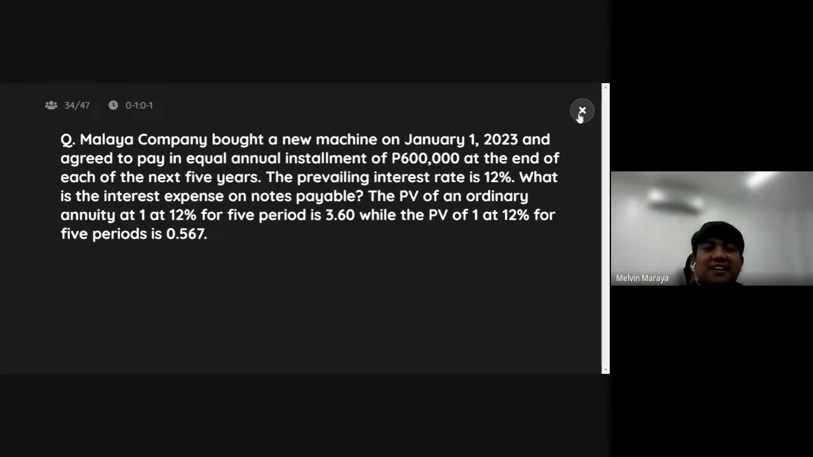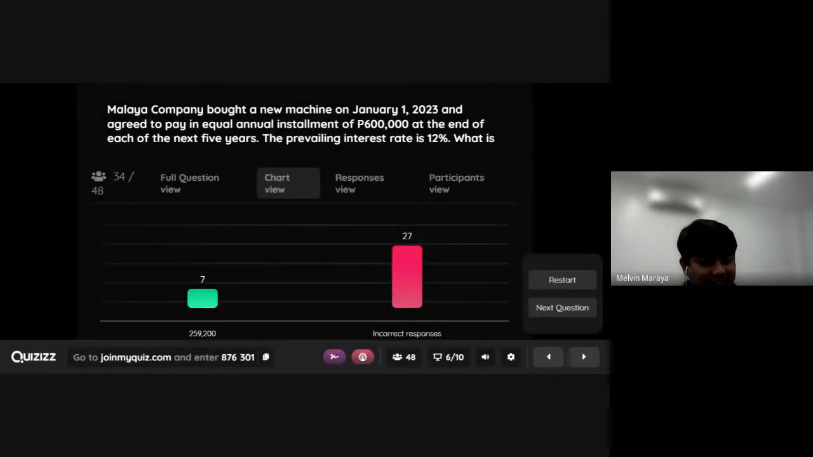Okay. The correct answer is 259,200. Okay, paano po natin nako-compute itong 259,200? Take note, hindi po binigay kung magkaano yung value ng note. And this is a note issued for a non-cash asset. If a note is issued on a non-cash asset, the fair value of the note will equal the present value of the future cash outflow if there is no cash price provided. Take note, if no cash price provided, the value of the note is equivalent to the present value of future cash payments.